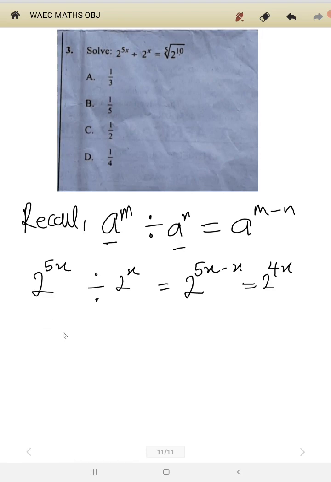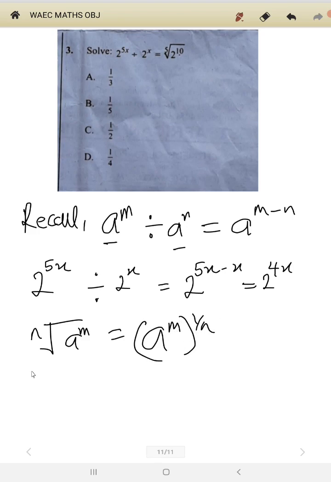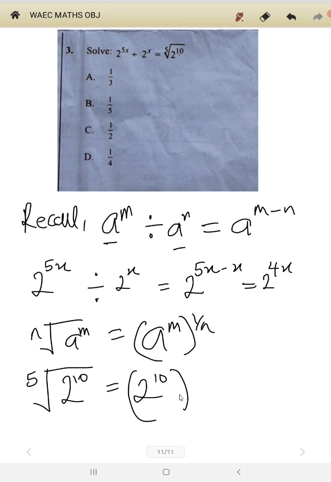You still recall that from the law of indices, the nth root of a raised to power m can still be written as a raised to power m, at the same time raised to power 1 over n. So if we have the fifth root of 2 raised to power 10, it means 2 raised to power 10, raised to power 1 over 5. There is another law of indices.